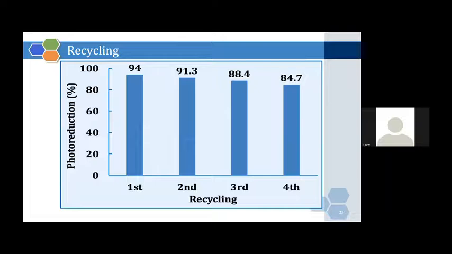To examine the photostability of zinc sulfide zinc oxide MCM, recycling photoreduction studies have been performed, in which the photocatalyst was collected by filtration after each cycle and washed 5 times with 1 molar nitric acid and deionized water. After that, it was dried for 12 hours at 100 degrees. This slide shows that the photocatalytic activity can be sustained during the entire reaction phase, and after 4 cycles, there is only a minor loss of activity.